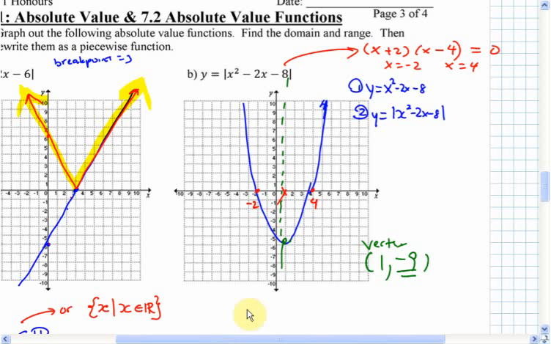So let's graph this out nicely now. We have this point that's way down here at (1, -9), and this is what the parabola looks like. And that's just y equals x squared minus 2x minus 8.